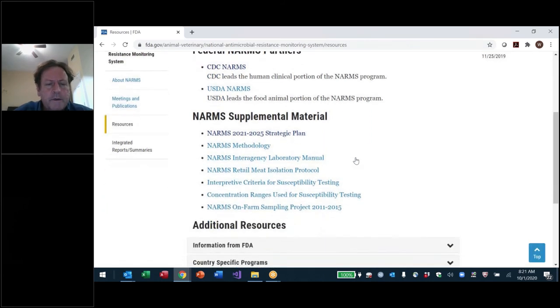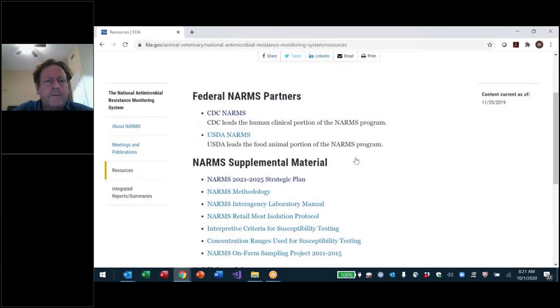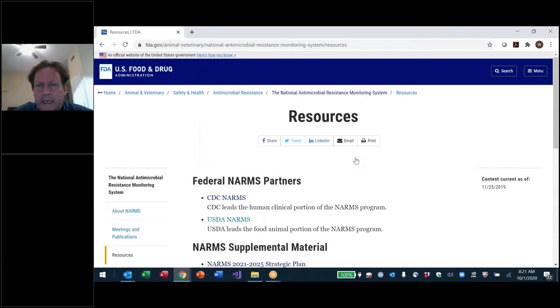NARMS methodology, interpretive criteria, somewhere in here. I'm not going to look for it now, but they have an interactive database with graphs and charts. On the animal side, you can choose chicken, cattle. So they've done a nice job with that.